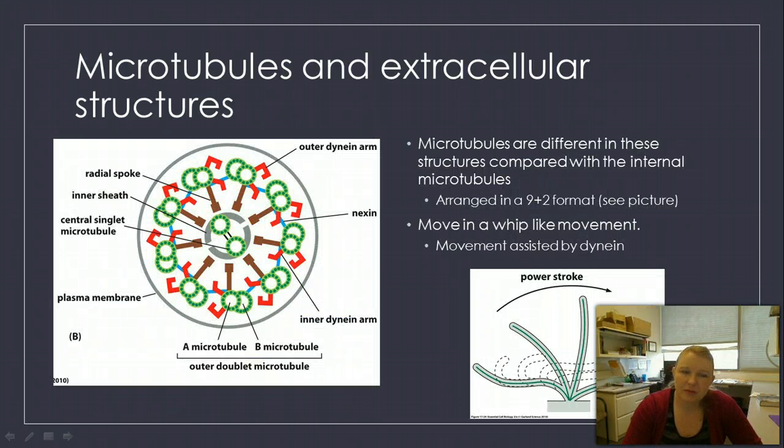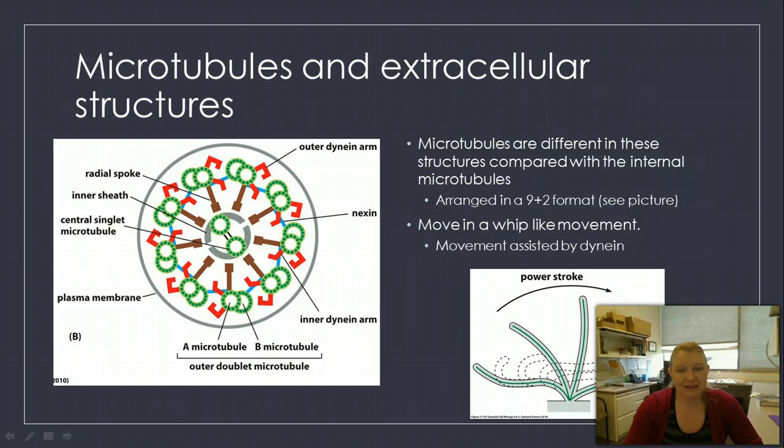Both of their structures are pretty similar too. They have this 9+2 format, and you can see that here, where you have the 9 outer microtubules and you have the 2 on the inside. And this is a different structure compared with the inner microtubules. So it's really important you understand that these extracellular structures have a different shape.